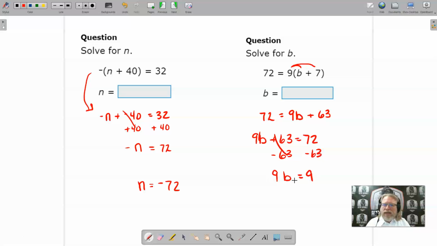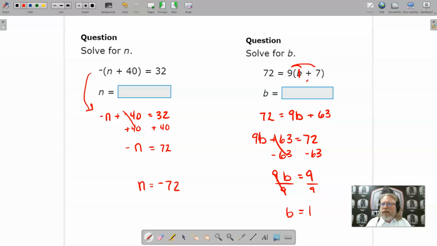And now 9 is tied to the b through multiplication. We're going to use division to undo it. We're going to divide by the number we wish to get rid of, which is 9. And what we do to one side, we're going to do to the other. And so we get canceled out there, and we end up with b. And 9 over 9 equals 1. So it says that we plug in 1 right here.